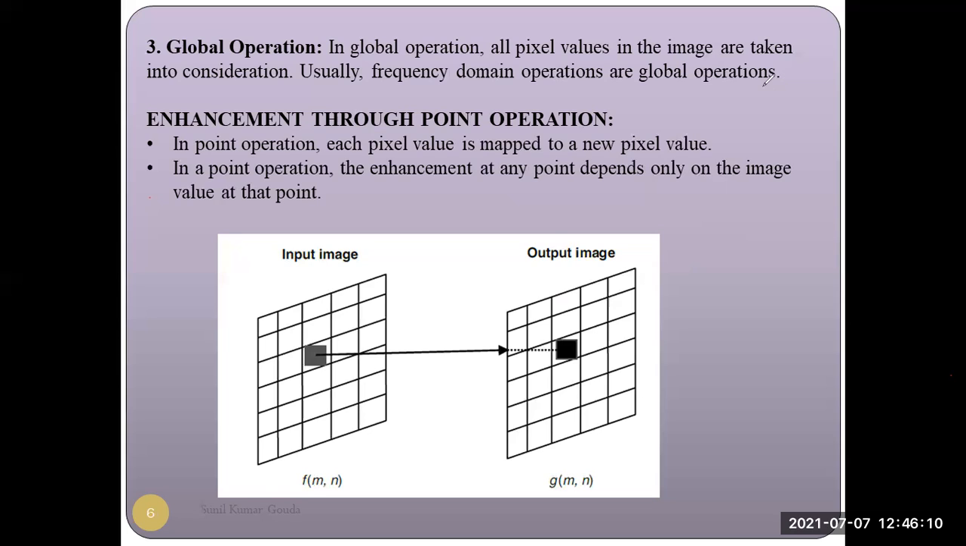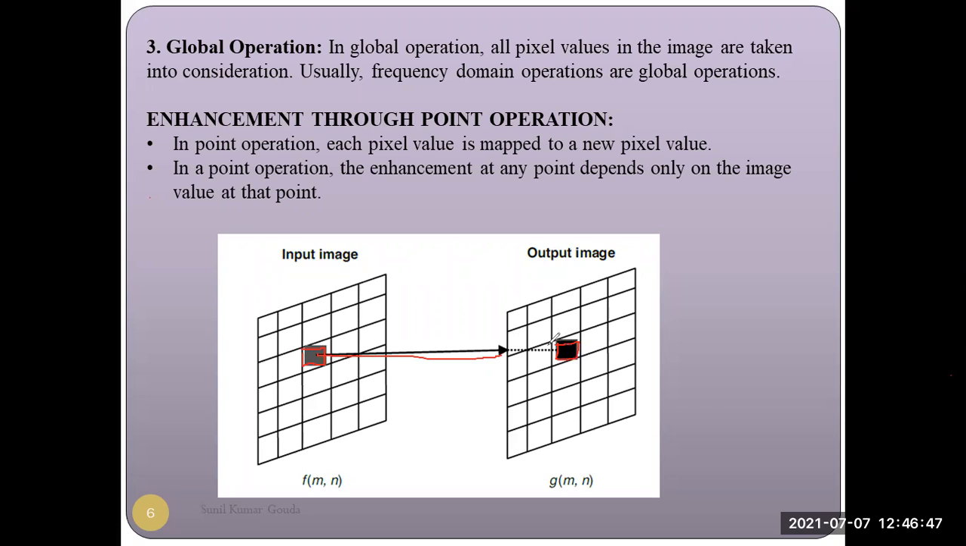Now, enhancements of point operation. You can see in this diagram how we are improving the contrast of the image. This is my input image. I am performing the point operation here, and this is my output image. In a point operation, each pixel value is mapped to a new pixel value. Now you can see here that the intensity level of each pixel value is mapped to the corresponding pixel value.